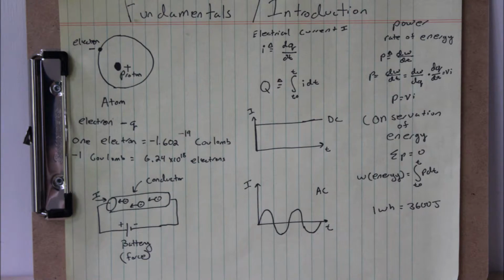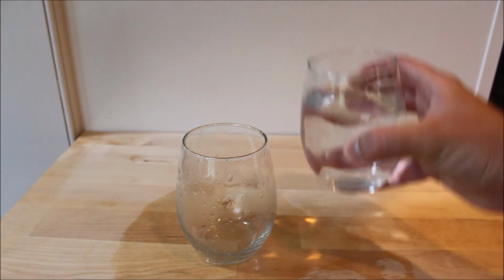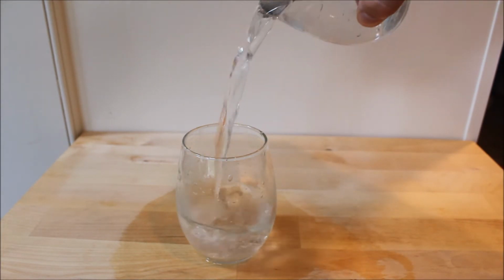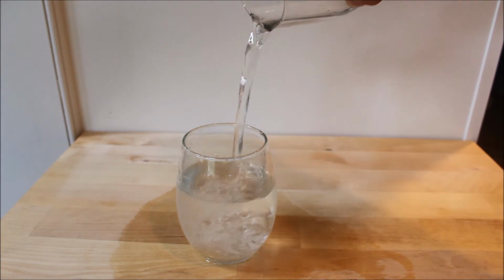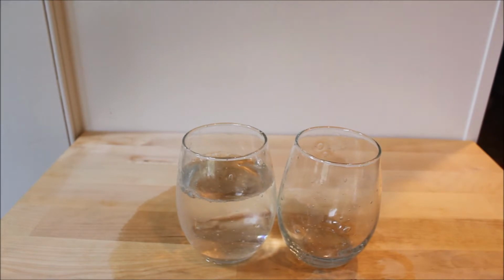Let's take a look at this example. Imagine the water in these cups as the charge. When I pour the water, the charge is being transferred from one glass to another. This transfer is the current. For this current to happen, I need a force, which is the mass of the water times gravity.